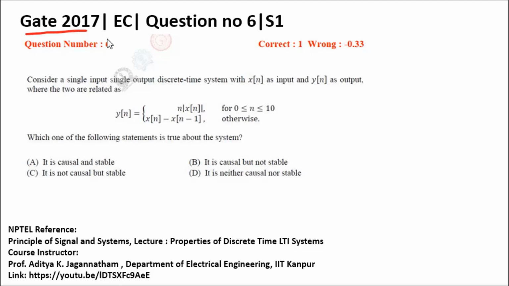So this question was asked in GATE 2017 Electronics and Communication Engineering paper set 1, in which you are given an input-output relationship of a discrete time system, and you need to choose the correct statement from these four options. So the statements are related to the causality and stability of the system.